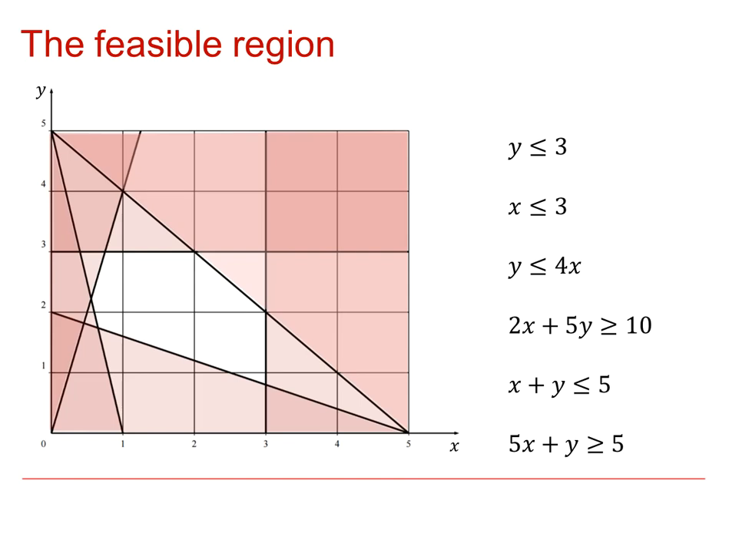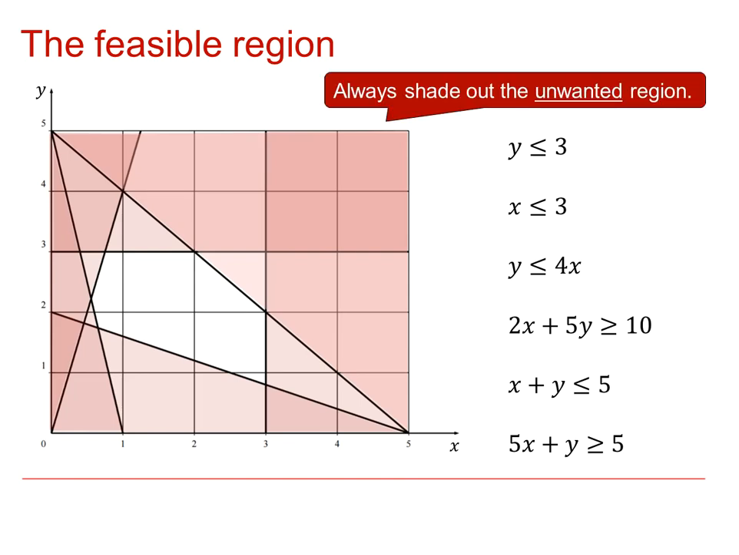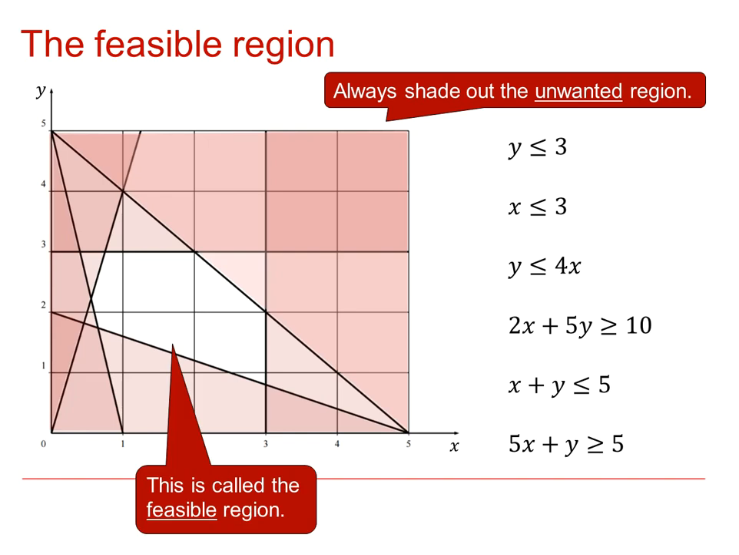So just a reminder then, we always shade out the unwanted region, leaving us with the feasible region as being blank. And the other thing is that the feasible region, we normally label it as R, just for region.